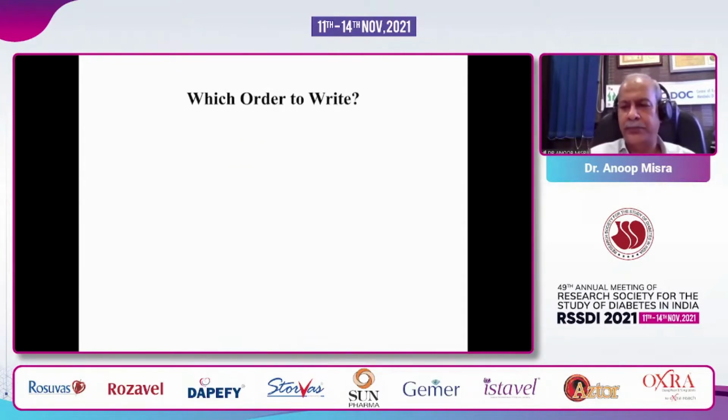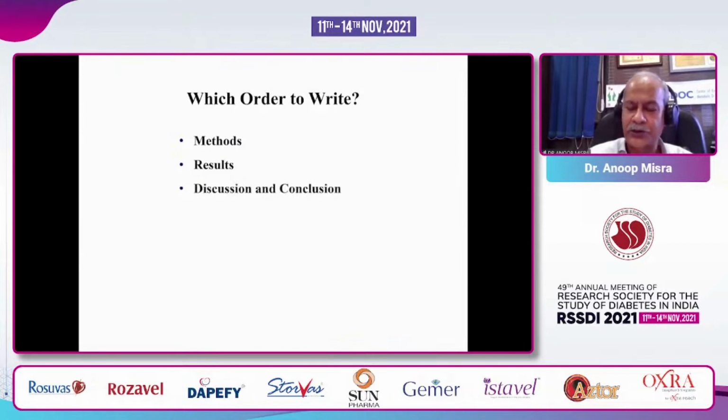Now, which order to write? People often start writing the introduction first, and then the method, and things like that. But the order you should write is first the methods. Please finish the methods. Please finish your tables. You must have tables in front of you once you start writing anything else. So next you write the results. And then discussion and conclusions. Look at this. Methods, results, discussion and conclusion, because discussion and conclusion will depend on your methods and results.